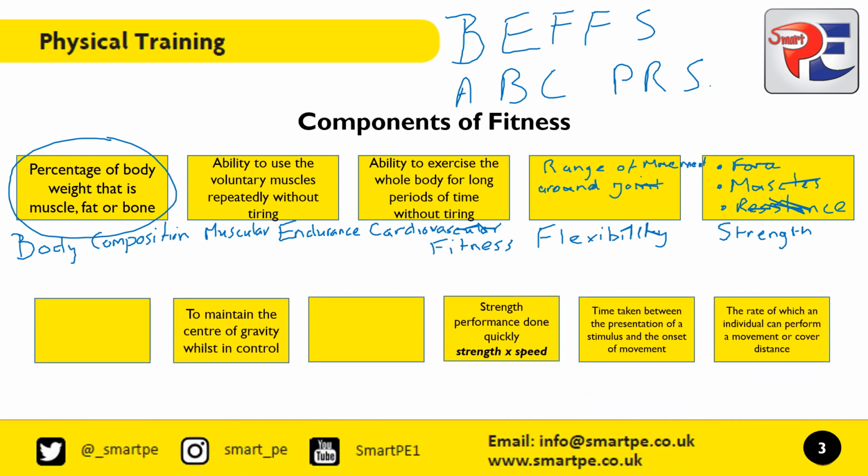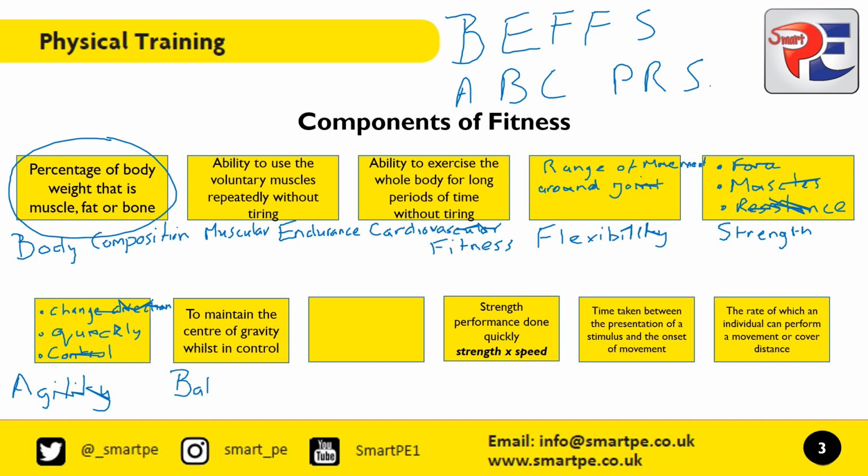Okay, the next one, A, B, C, P, R, S. So the A is going to stand for agility. Again, can you remember the definition of agility? Again, the best way to remember that is a change of direction. Sorry about the pen, guys. Okay, and that is done as quickly as possible. So a change in direction quickly, but also whilst being in control. So remember those 3 words for agility.